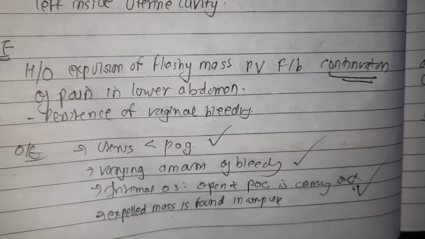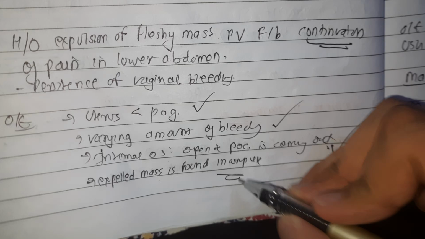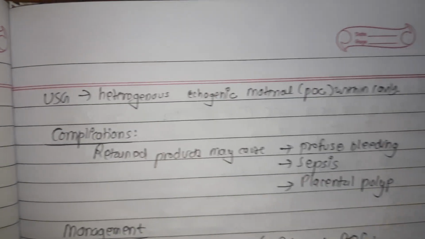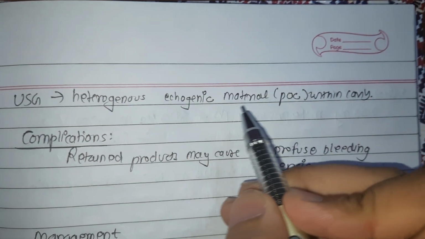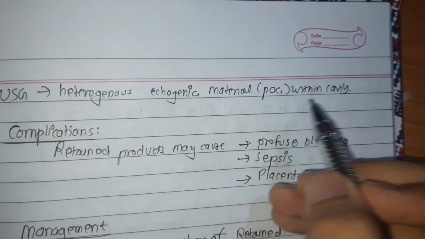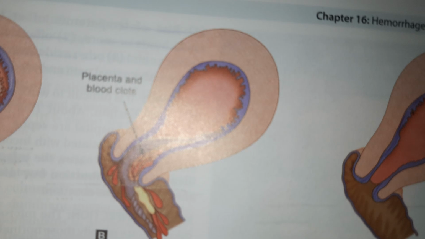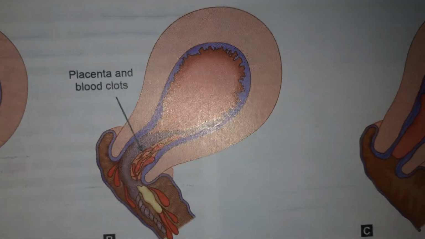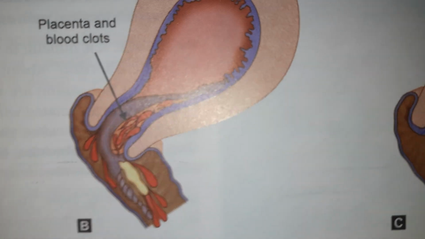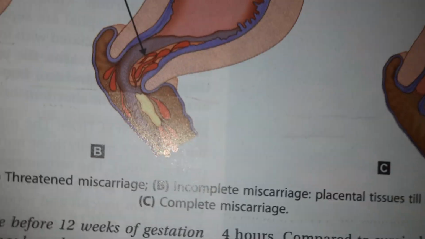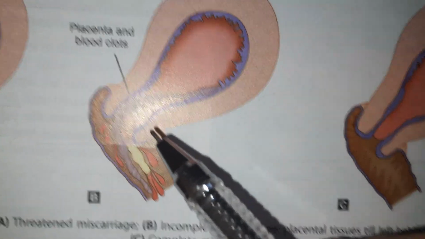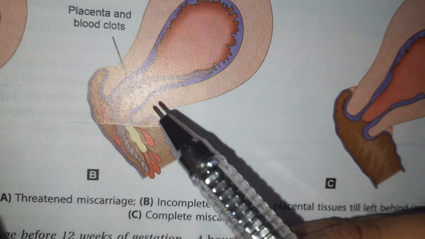And on examination, the expelled mass is found to be incomplete. In ultrasonography, we can see heterogeneous echogenic material, the products of conception, within the cavity. This figure is of the incomplete miscarriage. Here you can see that the product of conception is still inside the uterine cavity and it is not releasing.